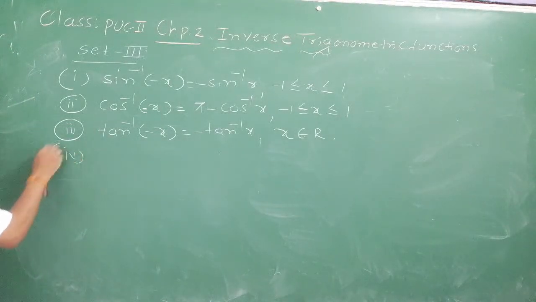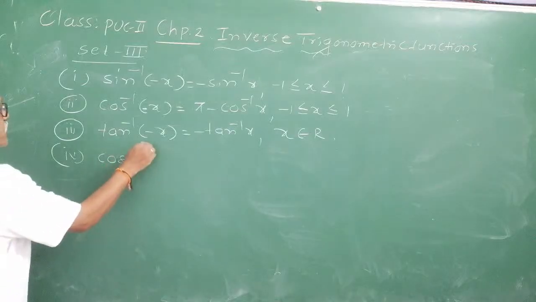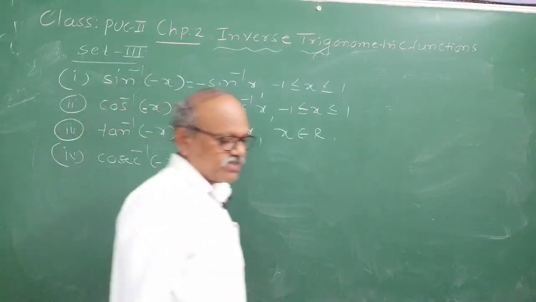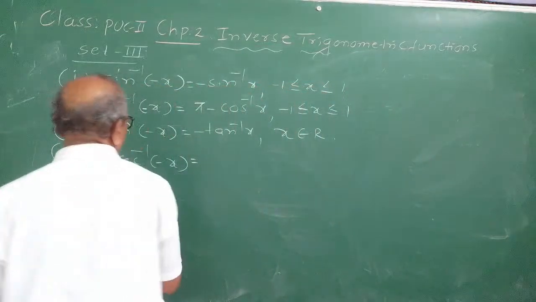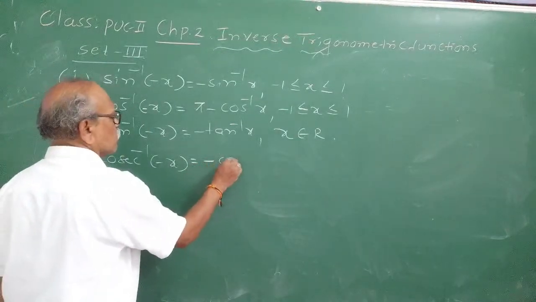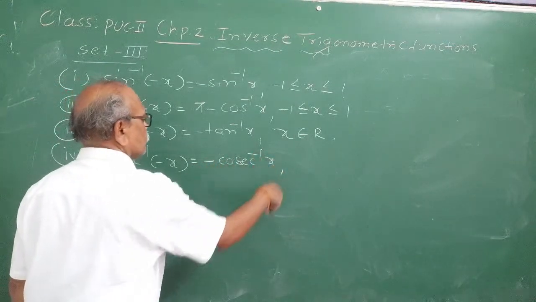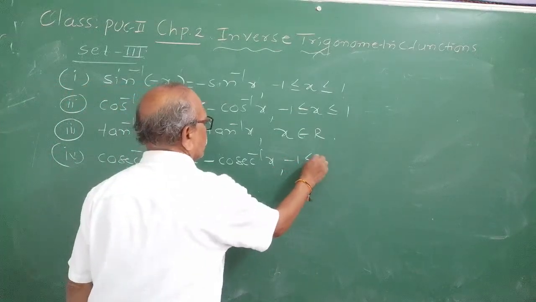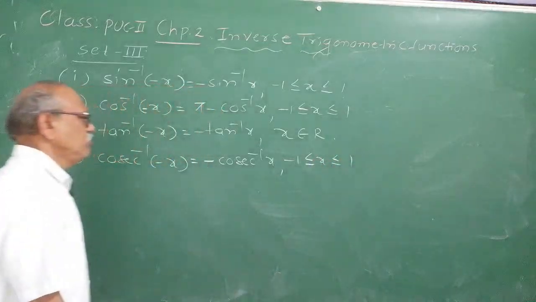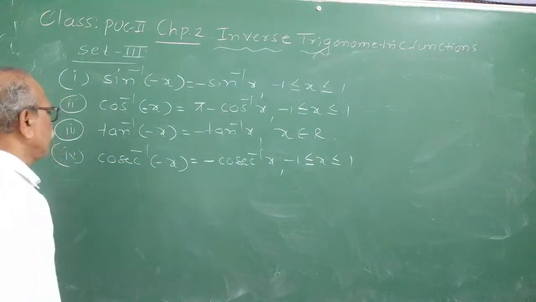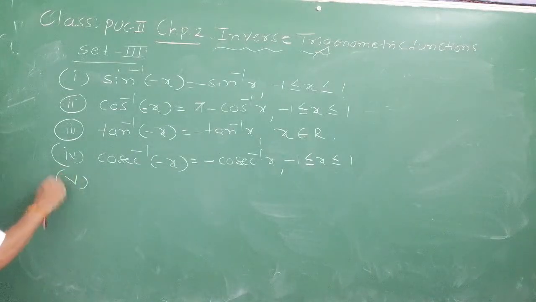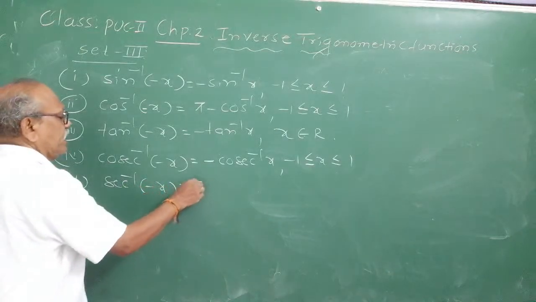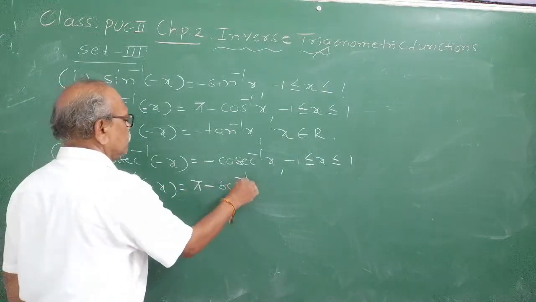Fourth one. Cosec inverse of minus x is equal to minus cosec inverse x, where x lies between what? Minus 1 to plus 1. Because cosec inverse can be defined in the first and fourth quadrant. Then sec inverse of minus x is equal to, again, pi minus sec inverse x.